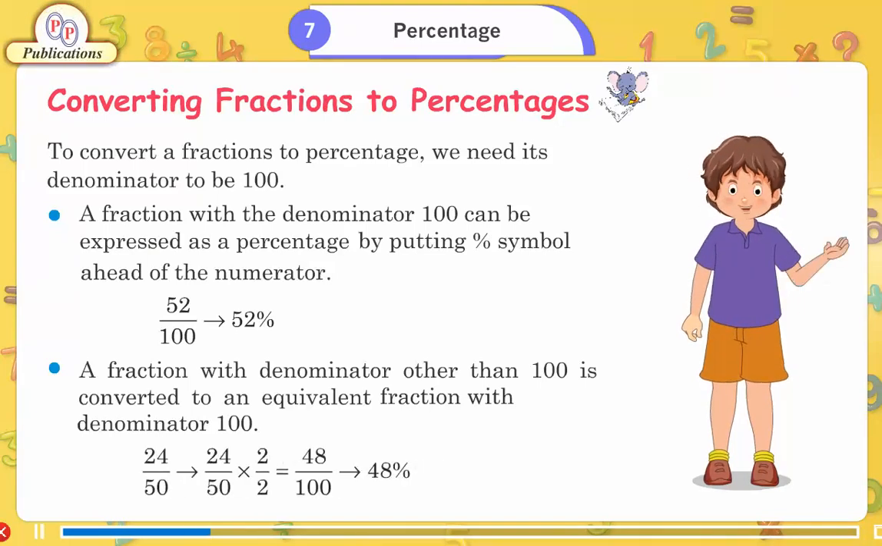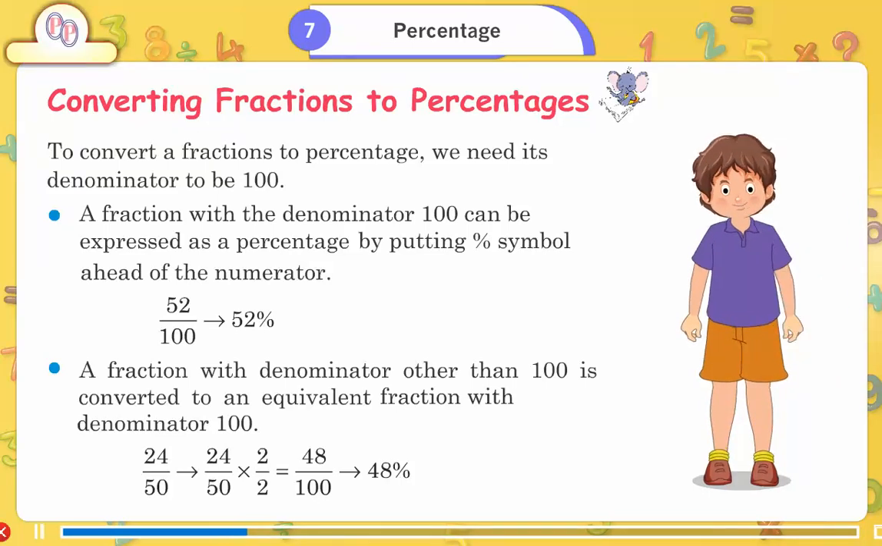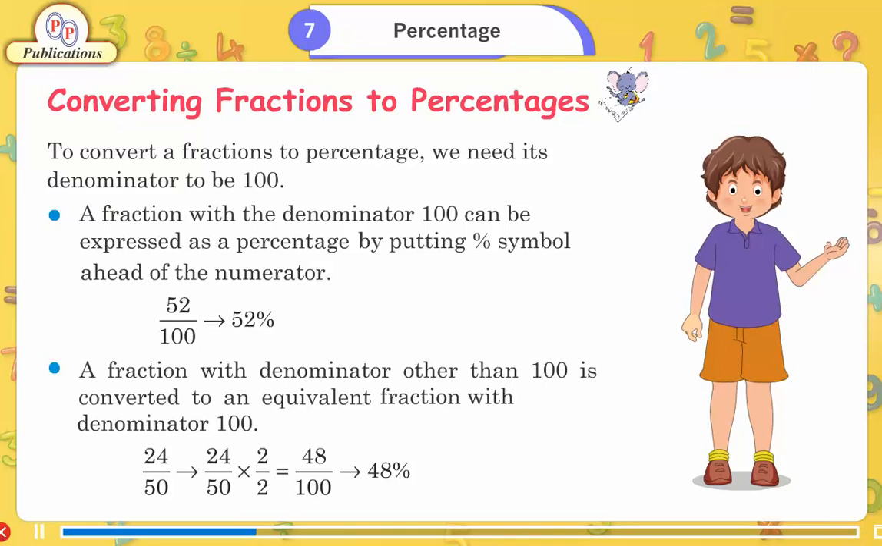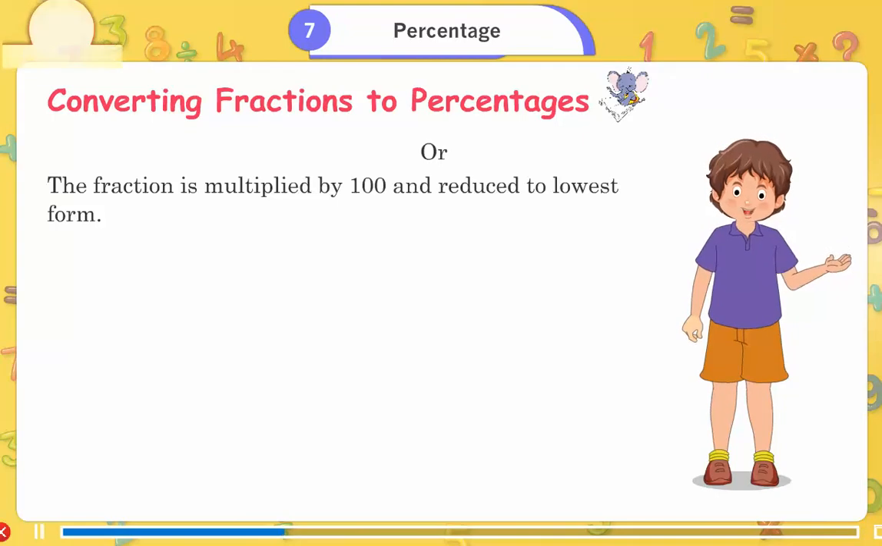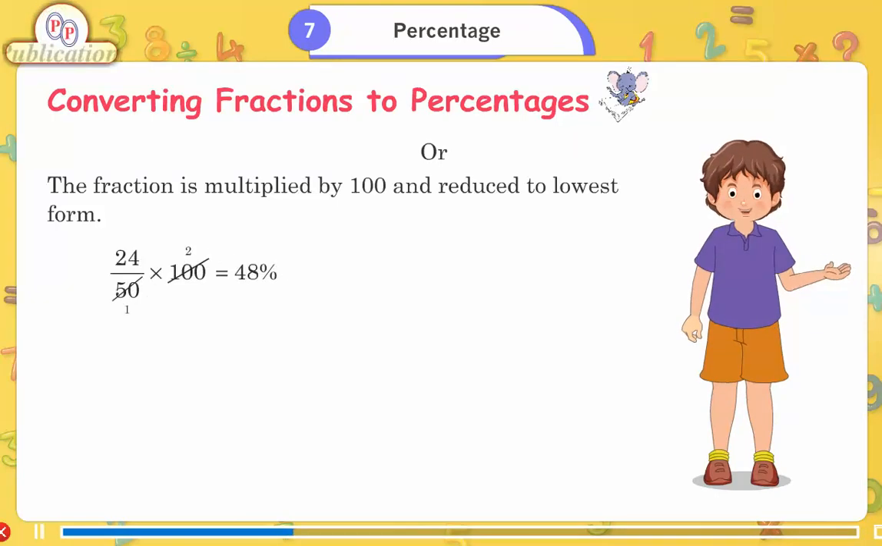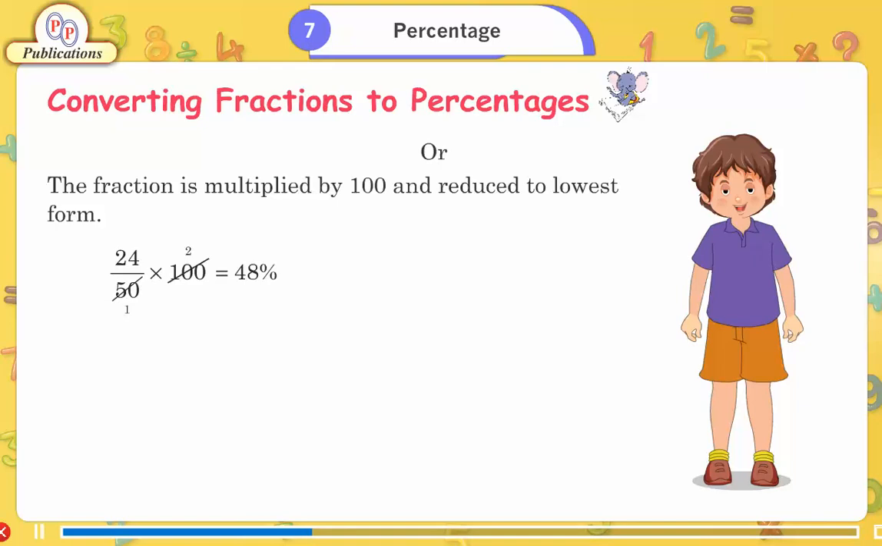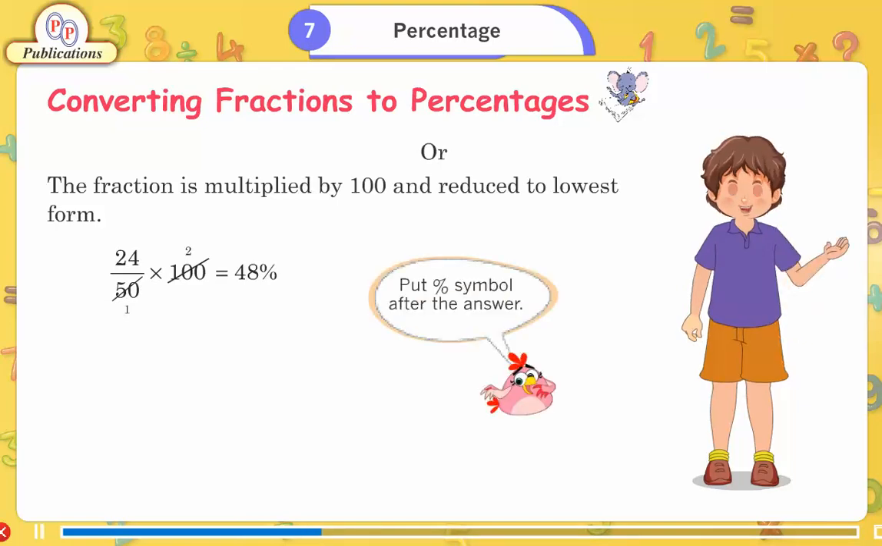24 by 50 multiplied by 2 by 2 is equal to 48 by 100, which is 48%. Or the fraction is multiplied by 100 and reduced to lowest form. 24 by 50 multiplied by 100 is equal to 48%. Put the percentage symbol after the answer.